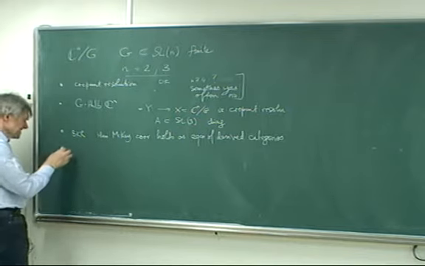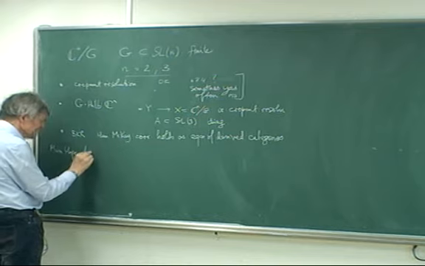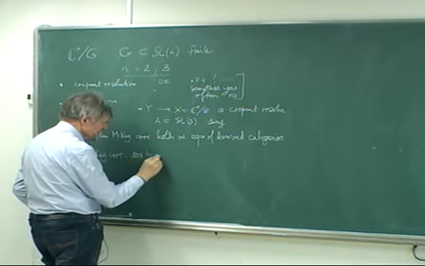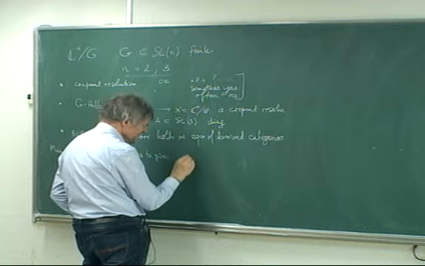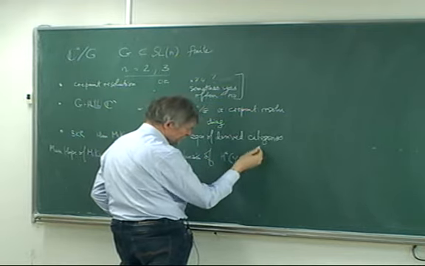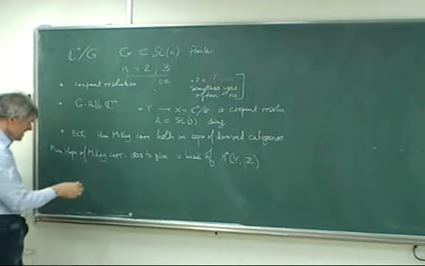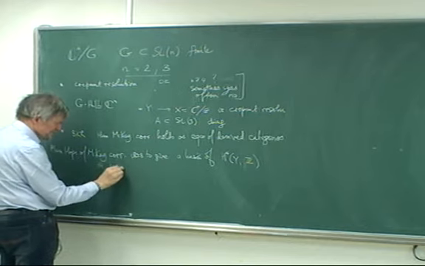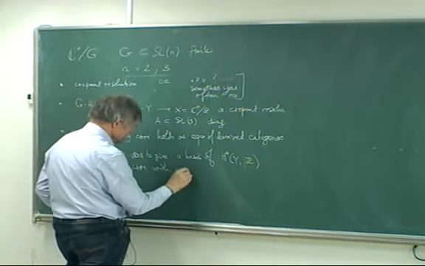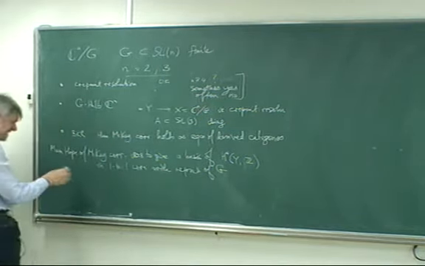But the main hope of the McKay correspondence was to give a basis of the cohomology, you can put what you like here, but let me put Z, in one-to-one correspondence with representations of G. And this doesn't quite work, but something related to this works.